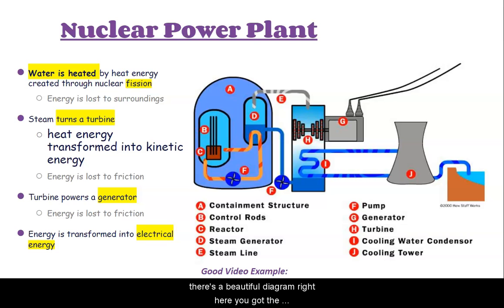So if you look at it, there's a beautiful diagram right here. You've got the containment structure that holds your rods, your reactor, and your steam generator. The steam line goes from your reactor to your turbine that powers it. You have a generator that goes out, and then you have a cooling condenser that cools the water.